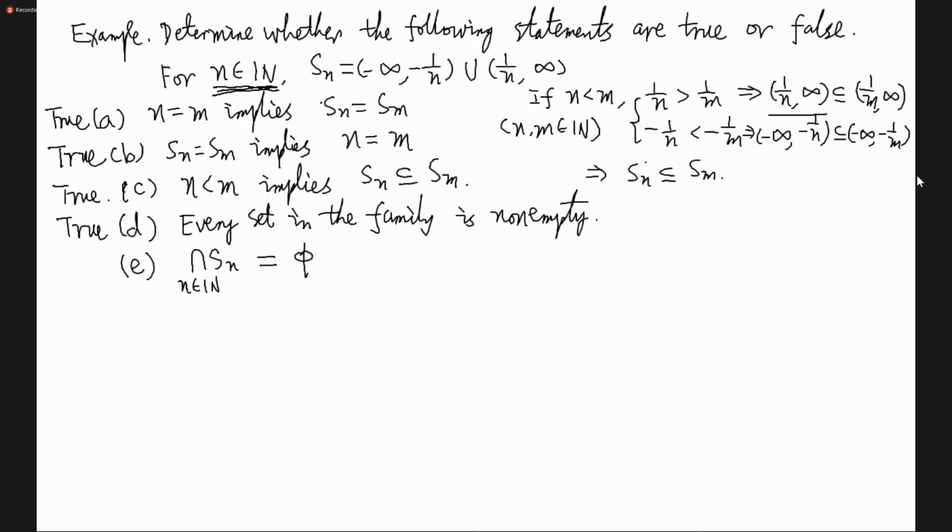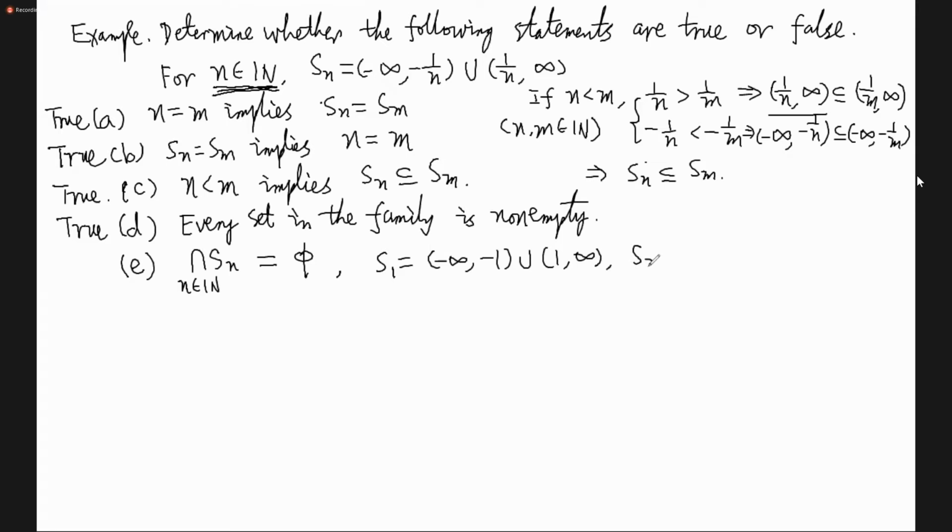Yeah, true, because both halves of the union cancel each other out. So the sum of all of them should be empty. Okay, so everyone agrees, but let's try to write a few sets. So what is S1? This is negative infinity to negative 1 union 1 to infinity.